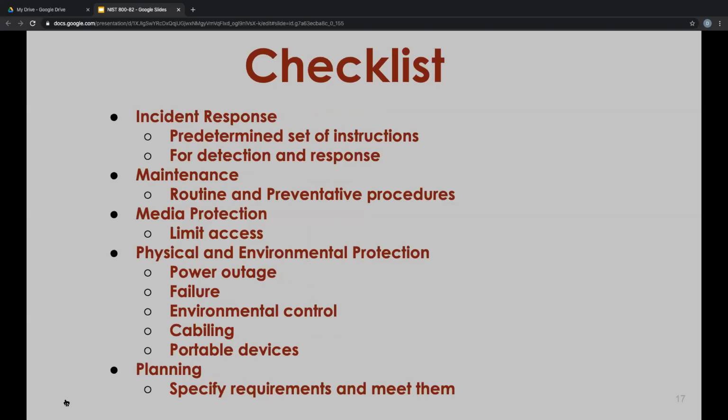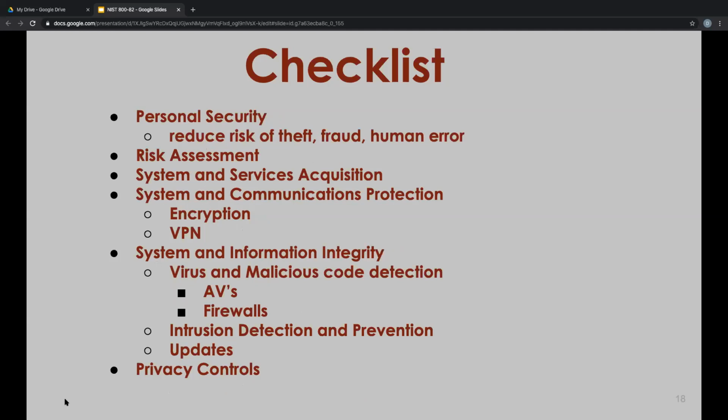Then you have media protection, so you need to limit access to certain media sections and devices. So not everybody should be able to just walk up and plug something into a system. Then you have physical and environment protection. So protect from like power outages, failed components, environmental control. Cabling is a big one. They want to decide, hey, are we going to be using fiber optic? Are we going to be using coaxial? How are these cables protected, encased? Can someone just go and gain access to these cables? That's a really big component of that. And then planning, specify requirements and just make sure you meet them.